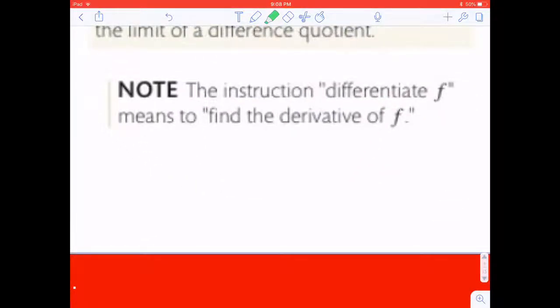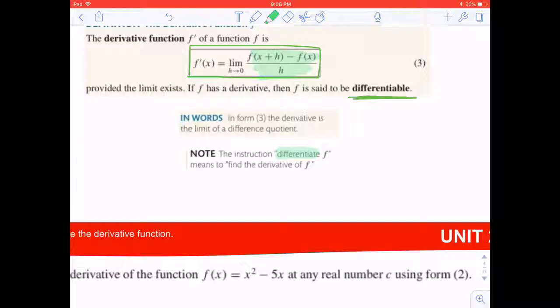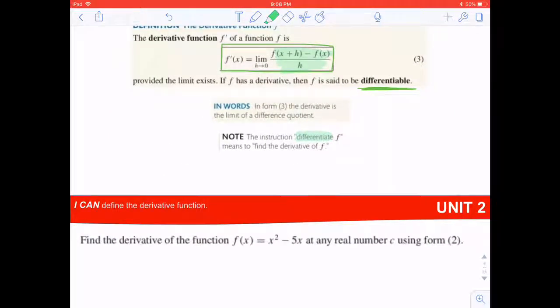We have a little note here. The instruction differentiate f means to find the derivative of f. So anytime you see this word differentiate, it's just an instruction telling you to find the derivative of f. And we're going to see a little bit of both of those kinds of directions here.